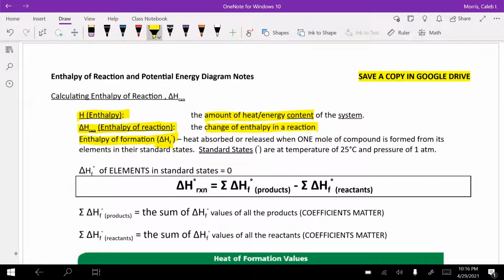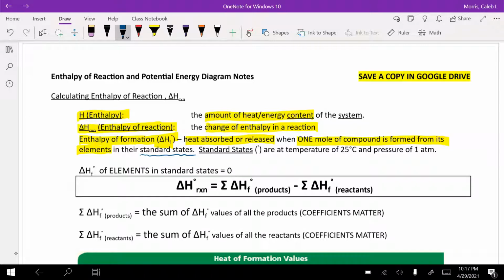Enthalpy of formation is the heat that is absorbed or released when 1 mole of a compound is formed from its elements in their standard states. So that is kind of specific. We're not going to trick you with this year by any means, but standard states are going to be at the temperature of 25 degrees Celsius.